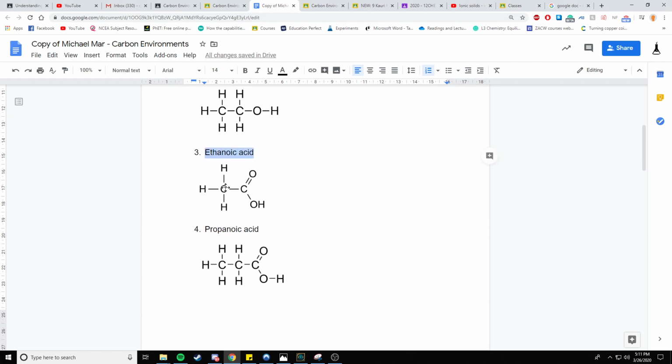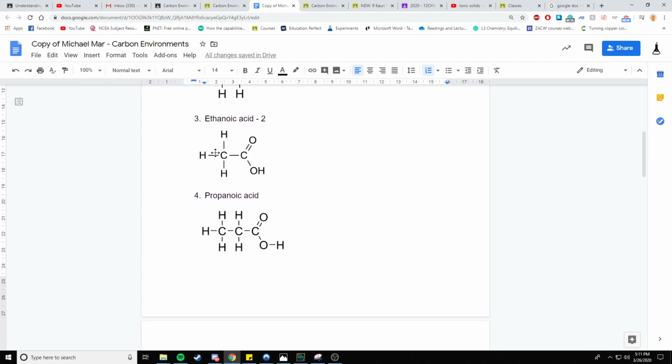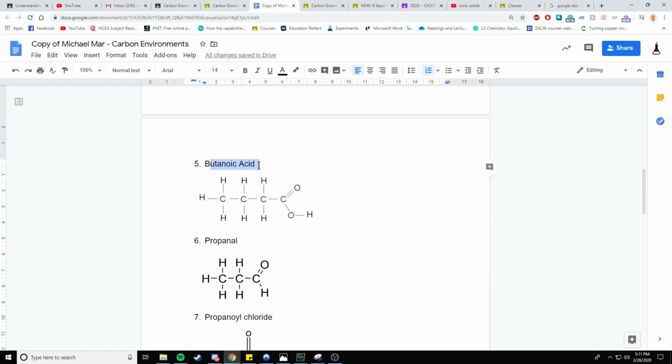Ethanoic acid, same thing, CH3, and this carbon is different because it's double bonded to an oxygen and bonded to a single oxygen. So, cool, 2 carbon environments, meaning 2 peaks on your NMR spectra. Propanoic acid, 1, 2, 3 carbons, all of them are different, CH3, CH2, and your carboxylic acid carbon, so that is 3 carbons.